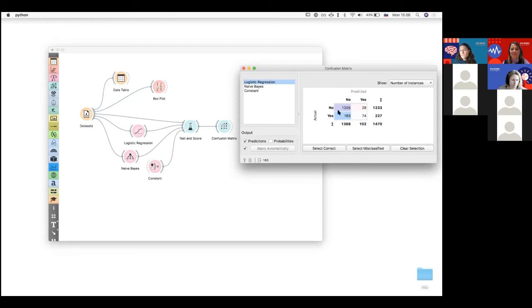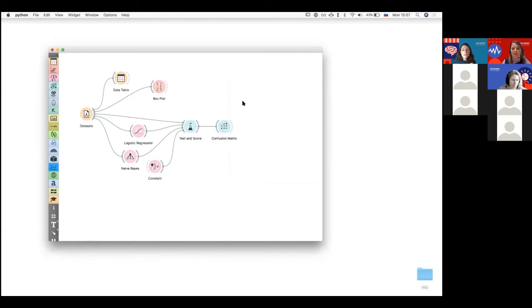So this error is perhaps more important. Each error has a different cost. So to observe these misclassifications and why they happen, I can click on this field. Now I'm looking at people that actually quit, but my model said they won't. So I selected this cell.